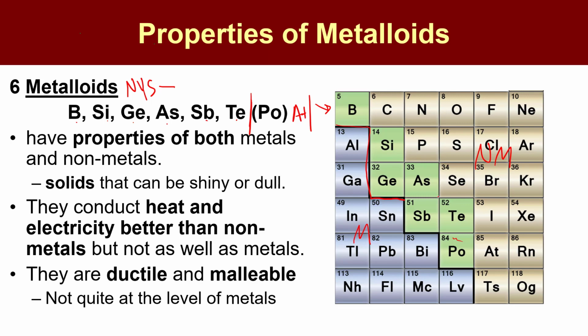They are going to be solids that tend to be shiny or dull, kind of like metals and nonmetals. They're going to conduct heat better than nonmetals will, but not quite as well as your metals. So that's why we call some of them semiconductors, and we even call them sometimes semi-metals. They're going to be ductile and malleable, but not quite to the level that metals will be. So make sure you memorize your 6 metalloids and you remember the properties are a blending of both metals and nonmetals.